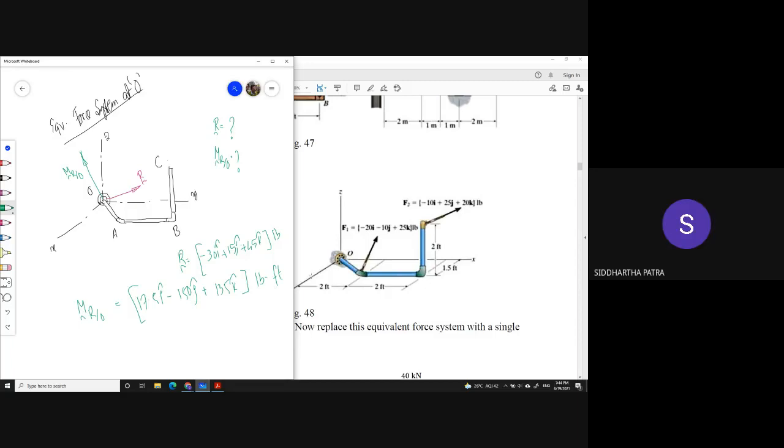Okay, so this needs to be verified. The resultant force is quite obvious, but the moment needs to be verified. Can anyone else confirm that this is correct?